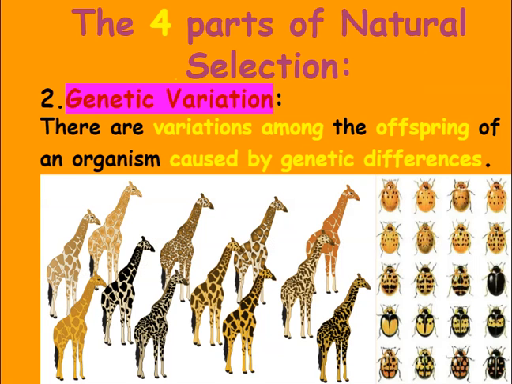Two is genetic variation. There are variations among the offspring of organisms caused by genetic differences. And I gave you a couple of examples here. Giraffe, believe it or not, there are at least that many color variations in giraffes that are found in Africa. And it just depends on what part of Africa you're seeing them in. It's all regional, but they're the same species. So you have variation there. And that's the same species of ladybug on that one side with all the color variations that occur.